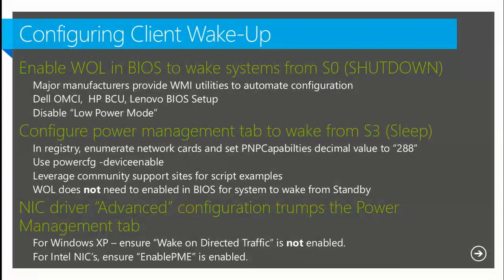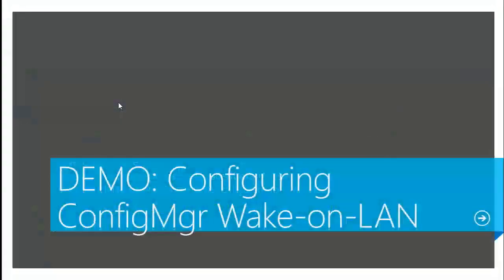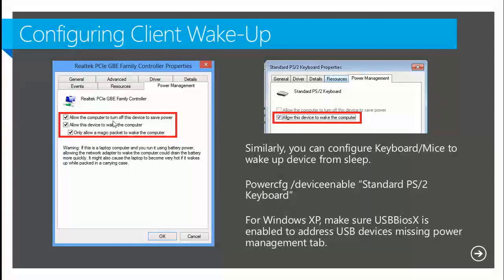So there are many different ways to configure the client wake-up settings. Most likely you're going to use a script that enumerates through the registry or uses a utility called powercfg to enumerate all the network cards and enable the three tabs on power management, which I'm going to skip ahead to a slide just to show you. Oops, back one. It's these three tabs here that I'm referring to. Allow the computer to turn on this device. This is what enables you to wake a device up from a network card. And then, only allow a magic packet to wake the computer.